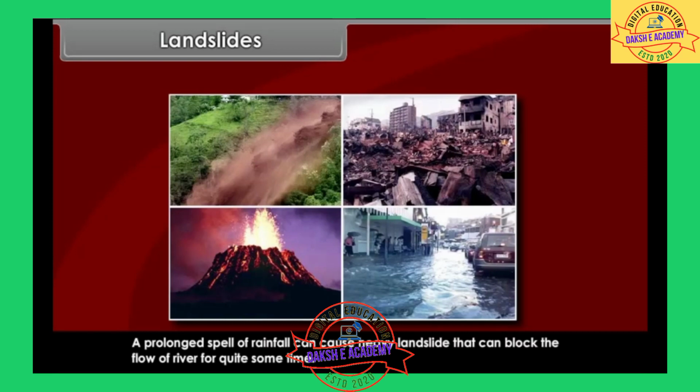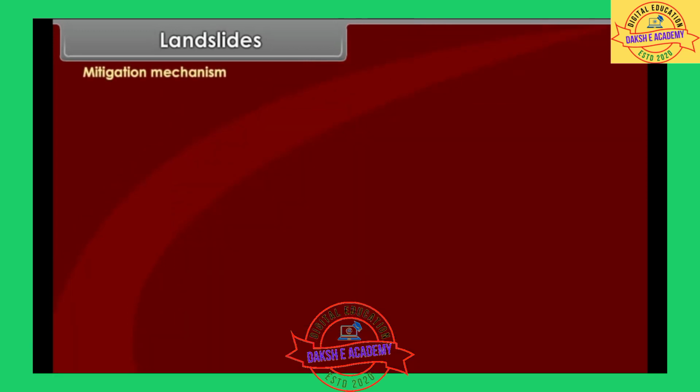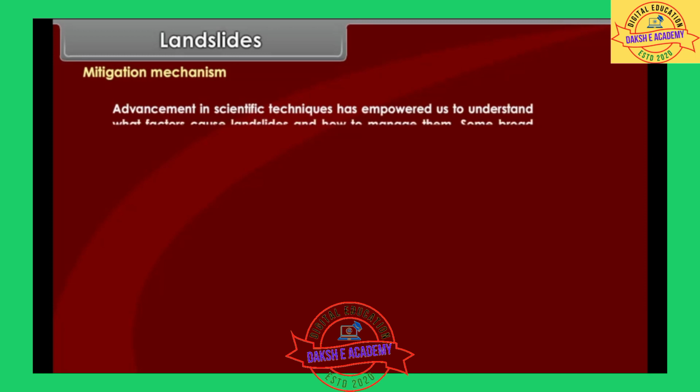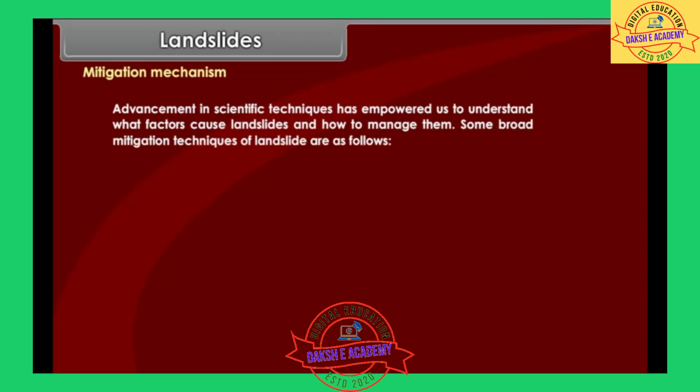A prolonged spell of rainfall can cause heavy landslides that can block the flow of a river for quite some time. The formation of river blocks can cause havoc to the settlements downstream on its bursting. Mitigation mechanism. Advancement in scientific techniques has empowered us to understand what factors cause landslides and how to manage them. Some broad mitigation techniques of landslides are as follows.